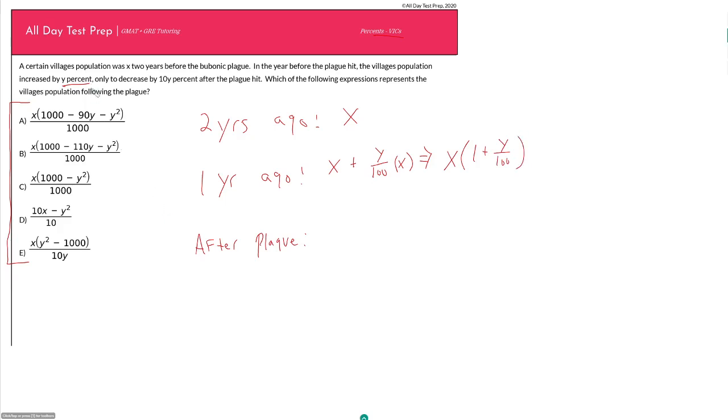So if Y were 20, if it increased by 20%, it would be 1.2x. Or if it increased by 50%, we'd have 1.5x. I like this format here because it looks more like how I'm used to thinking about it.